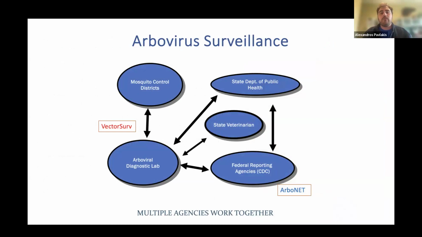And to give an overview of the organizations or stakeholders that we work with, it's not a process that we do alone, right? So mosquito control districts all throughout the state are sending this information to the Arboviral Diagnostic Lab, and they're sharing that with federal and state agencies, public health agencies, and veterinarians, and all that data is being sent back and forth so that we're able to best respond to our citizens.